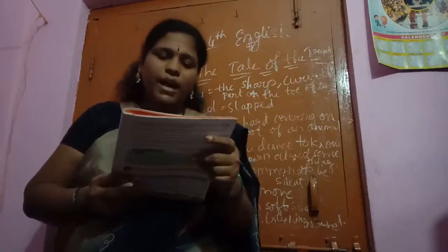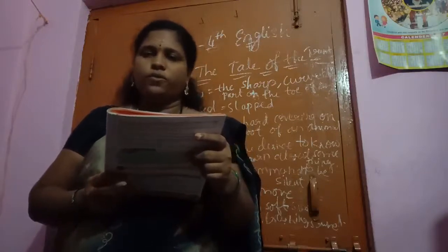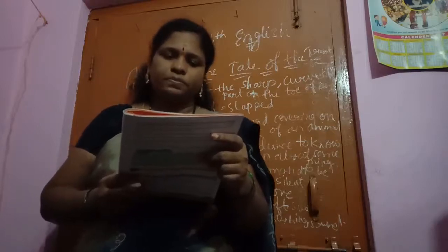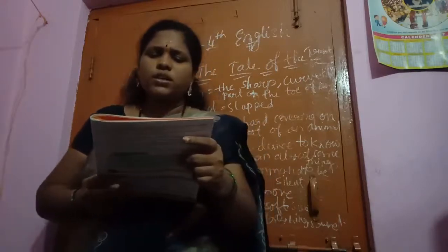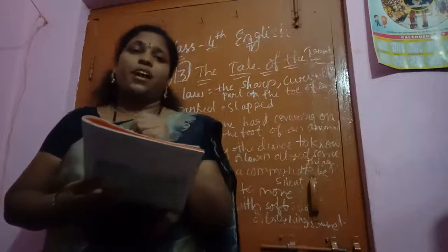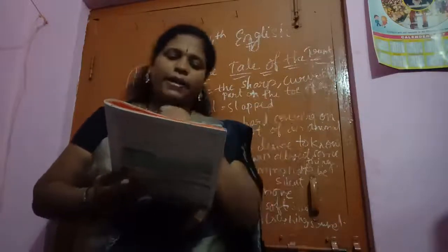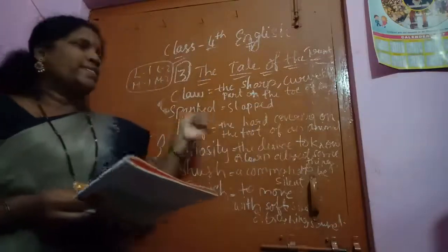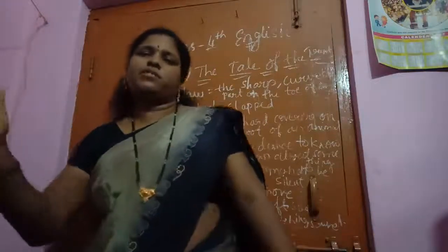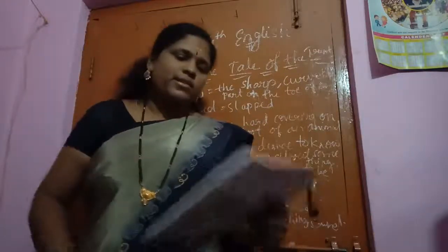Uncle Giraffe spanked him with his hard hoof. See here, children, he asked the tall Uncle Giraffe, why is your skin spotty? Then Uncle Giraffe, what did he do? He spanked him. Spanked means, see children, slapped. Spanked means like giving a slap. Open hand and giving a slap.